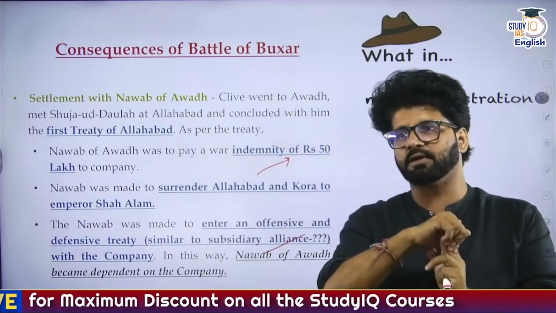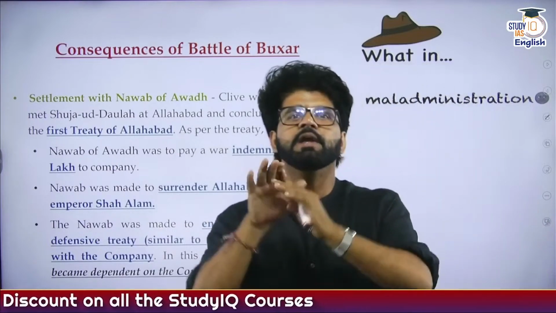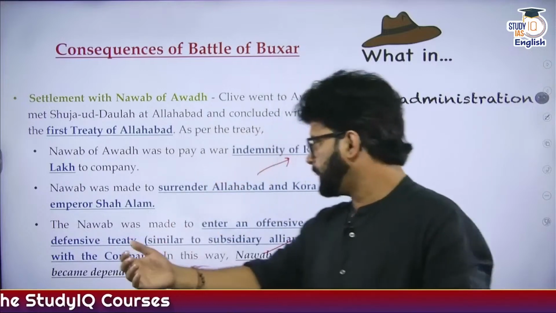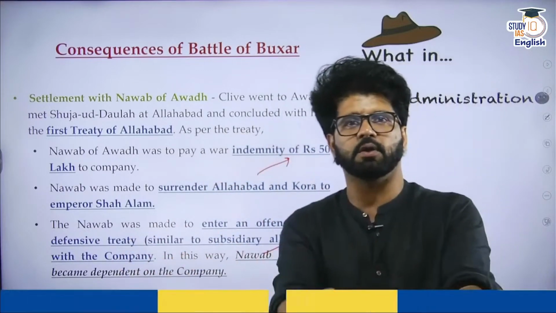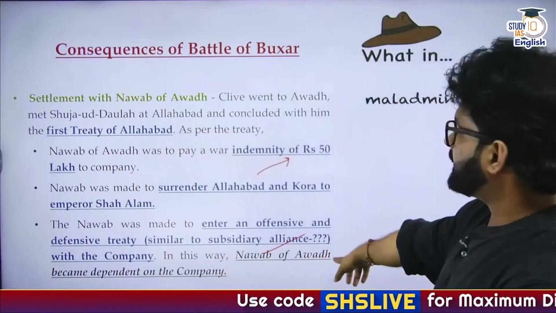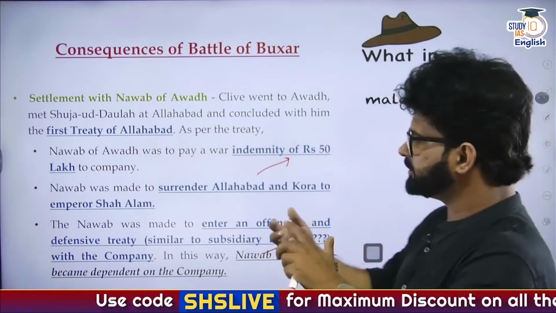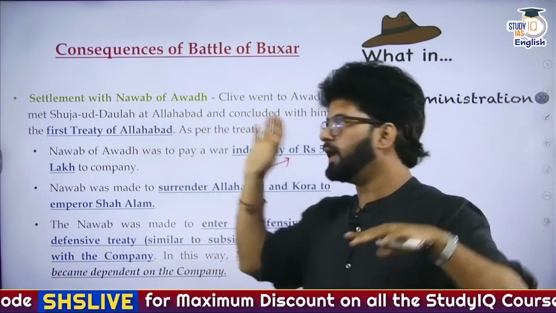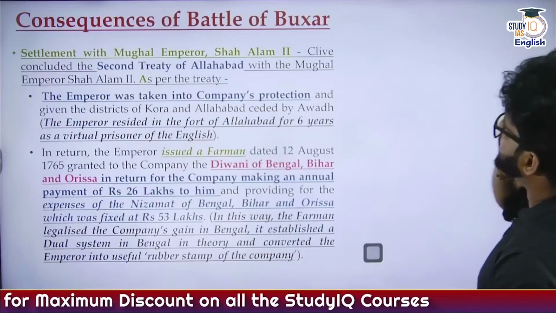But as we have discussed earlier, the French governor Dupleix is supposed to be the person who played a crucial role in the emergence of this particular system which is known as subsidiary alliance. We'll talk about this. So in this way, Nawab of Awadh became dependent on the company because they put a certain amount of their forces in Awadh. So Awadh's powers were curtailed to a certain extent.